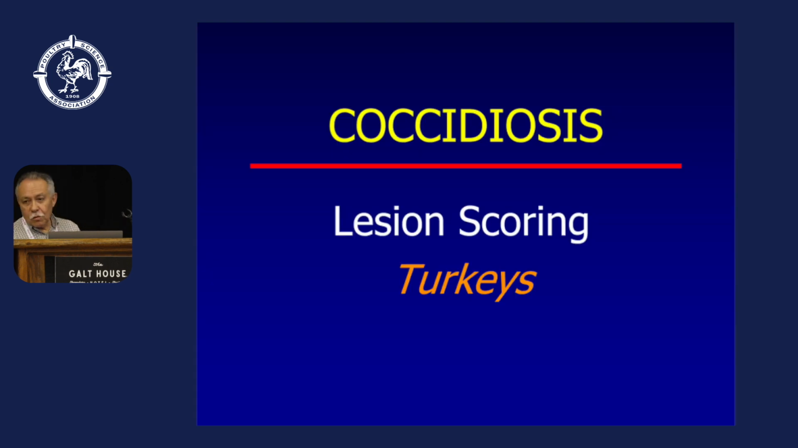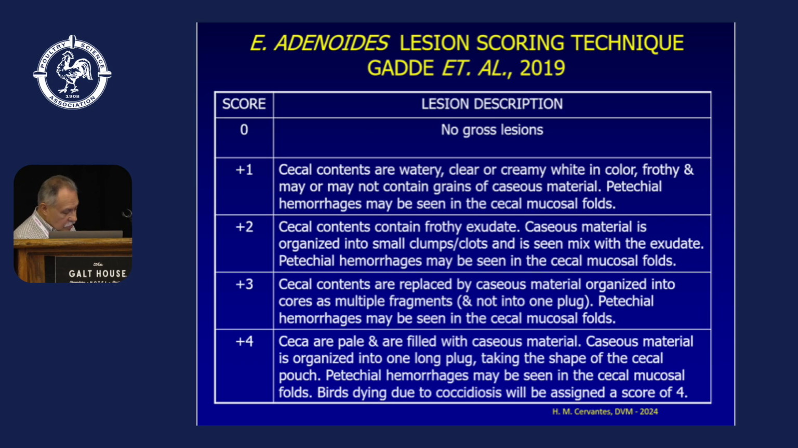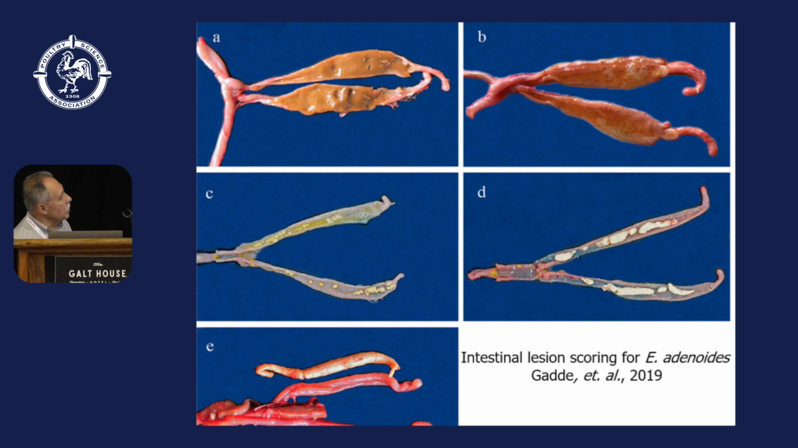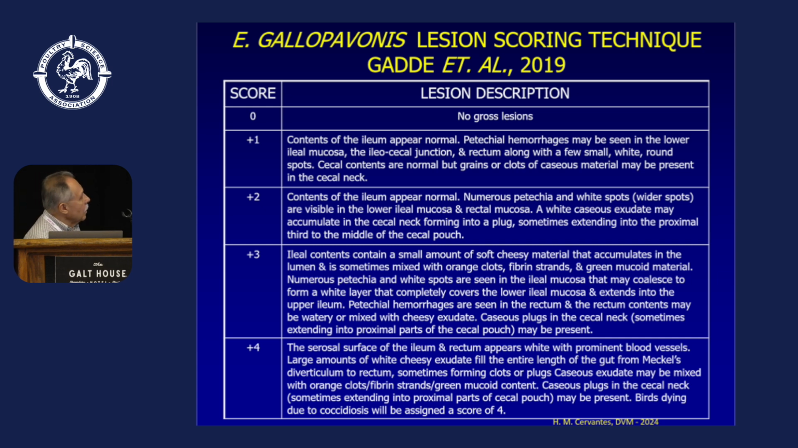And finally, lesion scoring for turkeys. Like I mentioned, Gaddy developed a similar score going from 0 to +4, the most severe, or a dead turkey. You can see a normal ceca, one with lesions of +1, a few petechial hemorrhages, some foaminess, +2, more thickening of the wall, formation of some cores, +3, more thickening of the wall, more larger cores, and +4, a very thickened wall with a full core filling out the entire cecal pouch. Gallopavonis, again, 0 to 4, with 0 no gross lesions, plus 4 the most severe lesions.